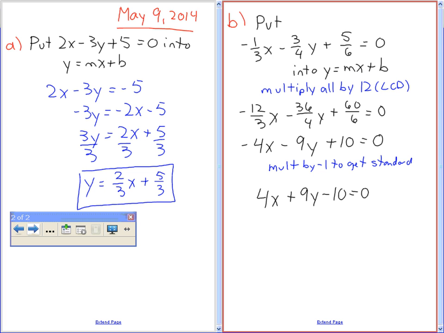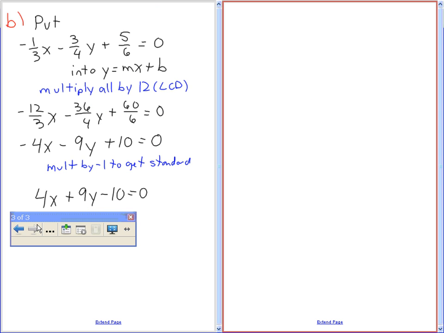It's okay if you didn't do that. That's standard form. Now I want to put this into y equals mx plus b. So, first step is what?